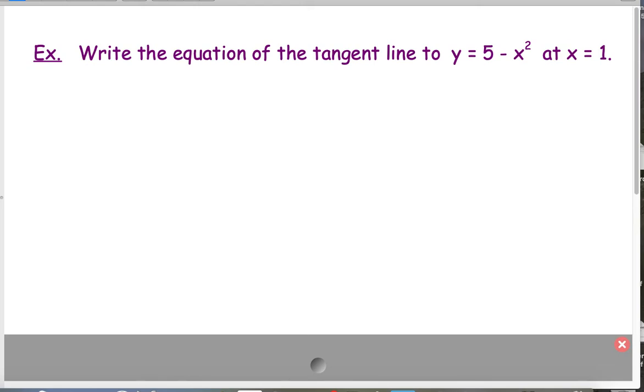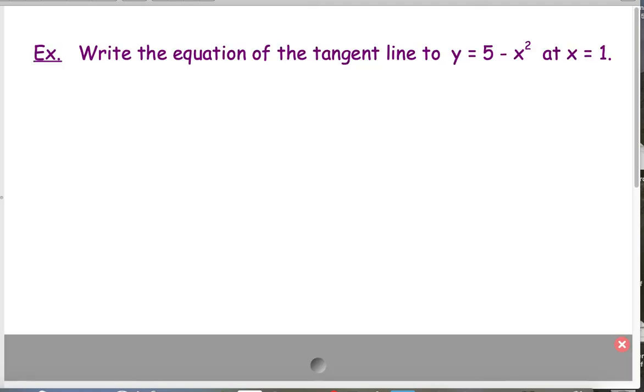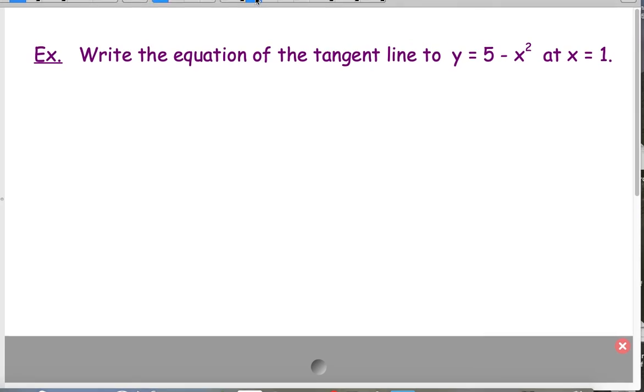How is this question different than the last one? The last one said, using first principles, find the gradient of the tangent. Here I'm asking you to find the equation of the tangent line. So all we did in the last problem was find the slope of the tangent line. Here I actually want you to find the equation of the line. So we're going to need the slope, and we're going to need a point.